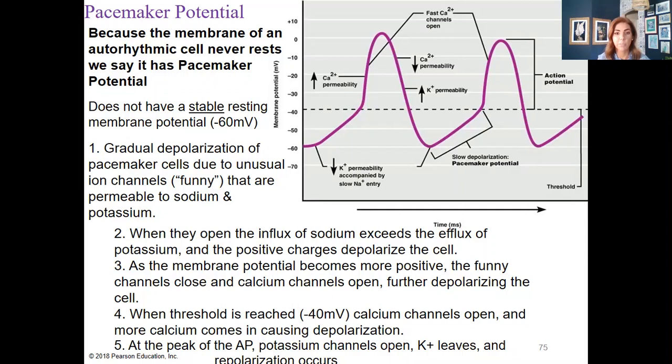And then at the peak of depolarization, what's going to happen is the potassium channels are going to open, and then repolarization is going to occur, very similar to what we learned in the neuron with repolarization with the outflow of potassium out of the cell.